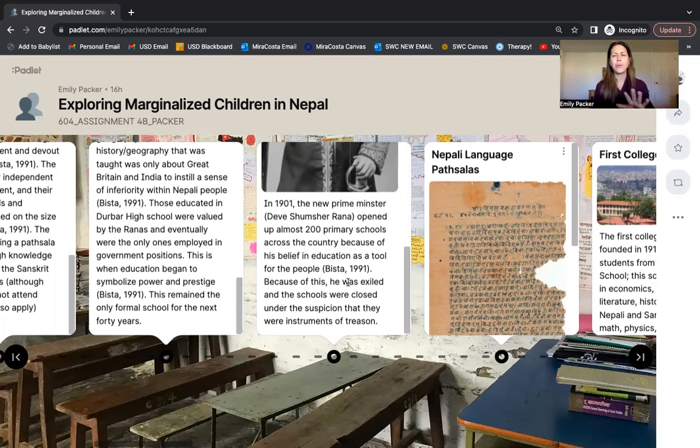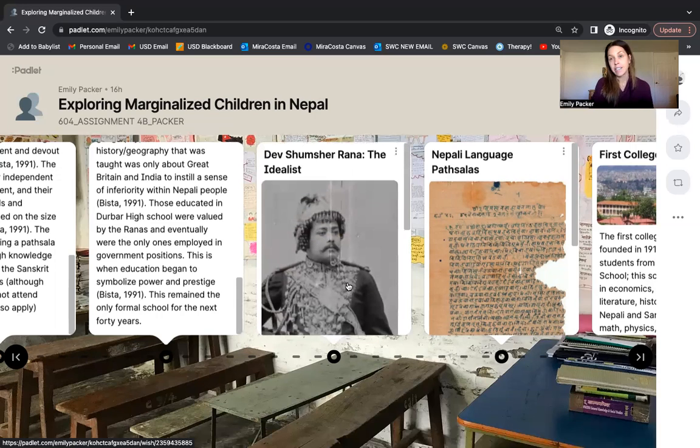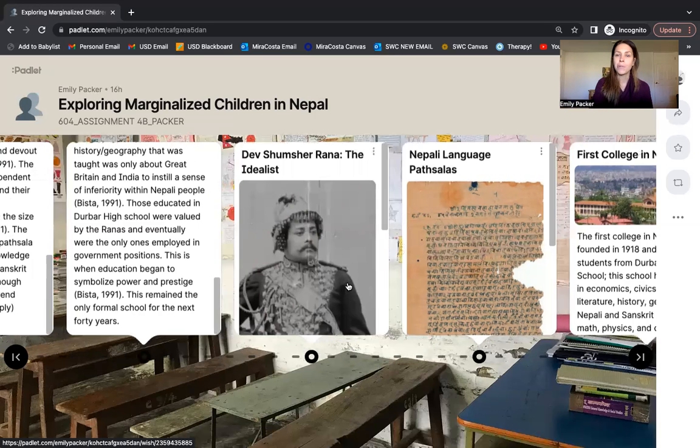So the Ranas said, oh, no, no, no. Education is ours and we cannot spread it throughout the people. That's a tool for us only because we like the status quo. We don't need people rising up and invading our space and challenging that. So he was exiled and everything went back to normal.